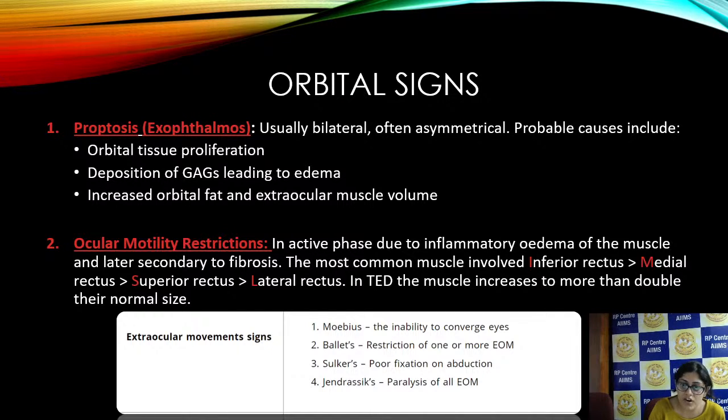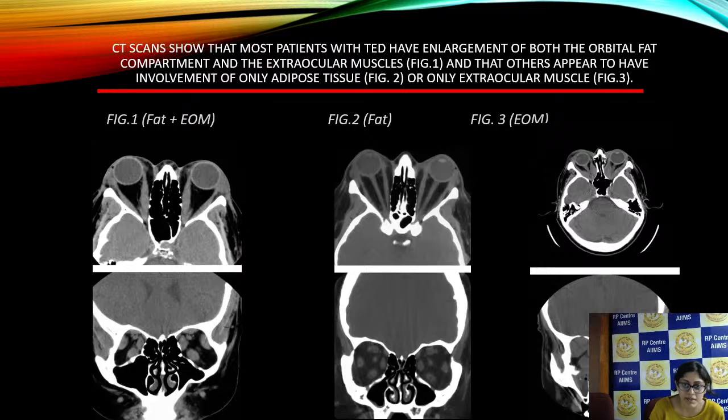The most commonly involved muscles are the inferior rectus and medial rectus, followed by the superior rectus and lateral rectus. The muscles often increase to more than double their normal size. This leads to signs like an inability to converge the eyes, which is called the Mobius sign, as well as restriction of the movement of the extraocular muscles.